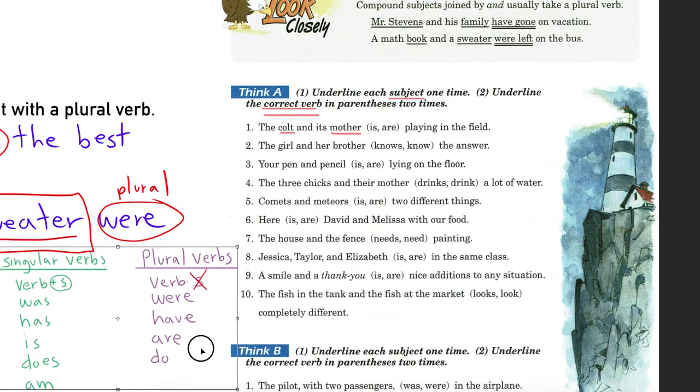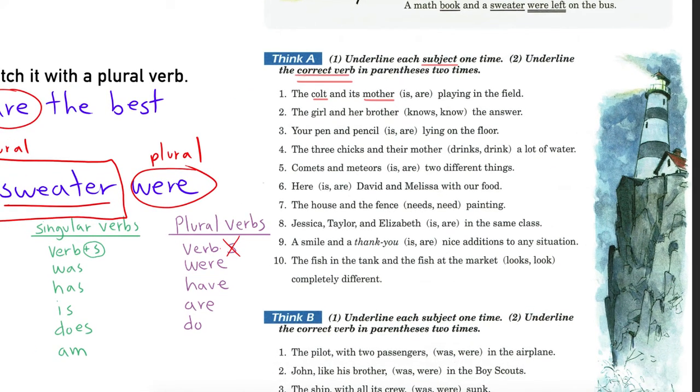Yeah. So you look at my table here. I know that is singular, and are is plural. So since my subject is plural, I would need to use a plural verb. So I would need to use are. And just say it out loud to yourself, see if it makes sense. The colt and its mother are playing in the field. Yeah, sounds good. The colt and its mother is playing in the field. So that sounds a little bit off. So we know that that's wrong.